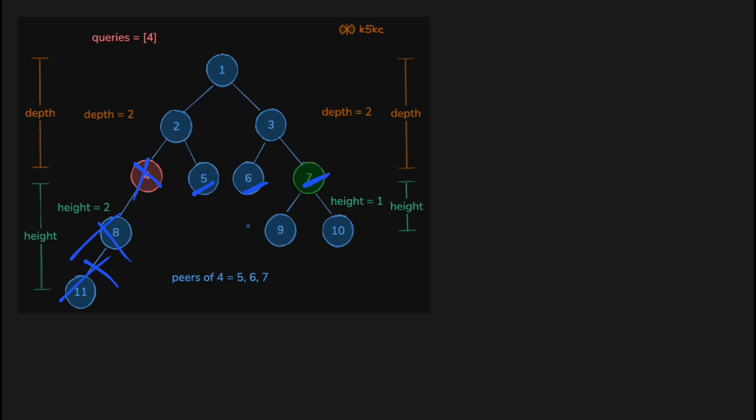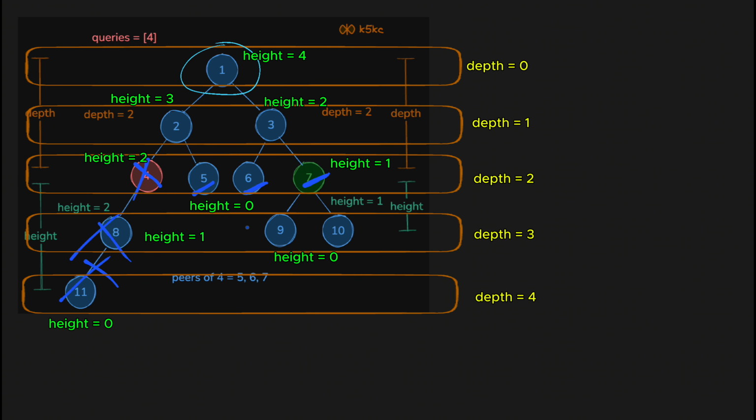For example, for the given tree, node 1 has height equal to 4 and depth equal to 0. Similarly, node 2 and 3 have depth equal to 1 and height equal to 3 and 2 respectively. Then node 4, 5, 6 and 7 have depth equal to 2, and node 4 has height equal to 2 and node 7 has height equal to 1. Both node 5 and 6 have height equal to 0 because they are leaf nodes. Similarly, node 9, 10 and 11 also have height equal to 0. For node 8, height is 1, and 8, 9, 10 are on depth equal to 3. And finally, only node 11 is on depth equal to 4.